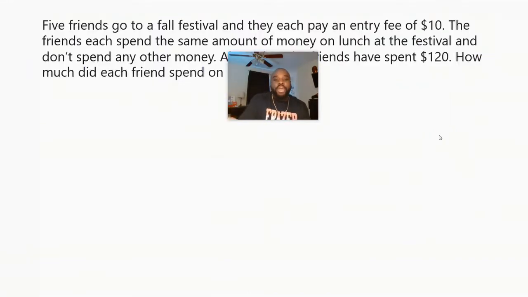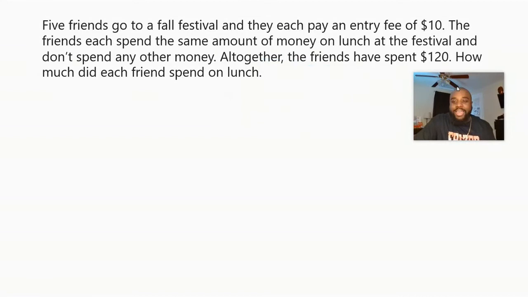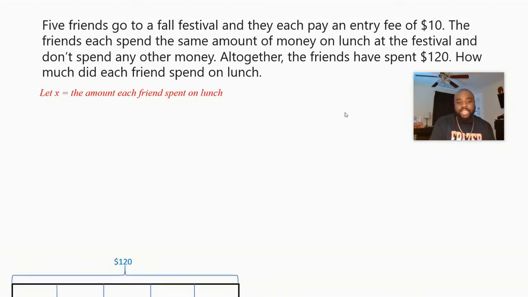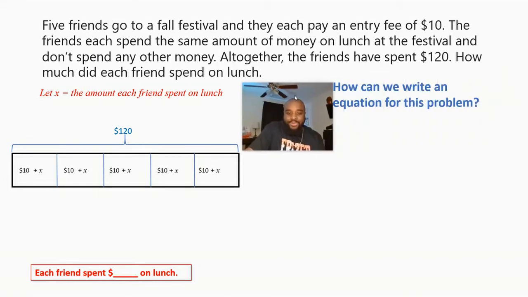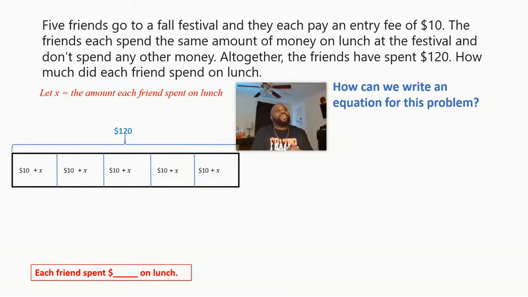Okay? Moving right along. Let me move out of the way once again. So remember, we talked about the 5 friends that went to the fall festival, and I actually showed you 2 different examples for this one, so hopefully you remember. We remember that they each had to pay a certain amount to get in, right? Which was $10 a piece. So we created our tape diagram to show the total amount of money they spent, which was $120. We were also able to identify how much money they got to spend on lunch separately, right? So what's the first thing we need to do?